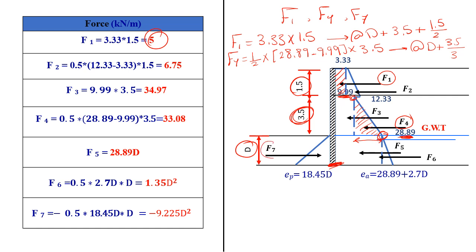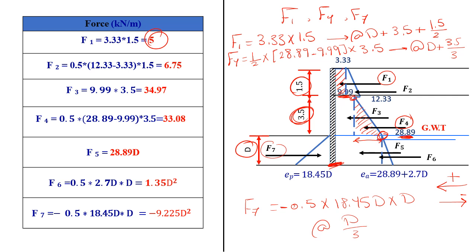For F7, F7 is the area of a triangle, so it's 0.5 times your base, which is 18.45 D, times the height, which is D. And I will assume that any force in this direction will take a positive sign, any force in this direction will take a negative sign, so F7 will take a negative sign. The arm for F7 is D over 3, 1/3 of the penetration depth.